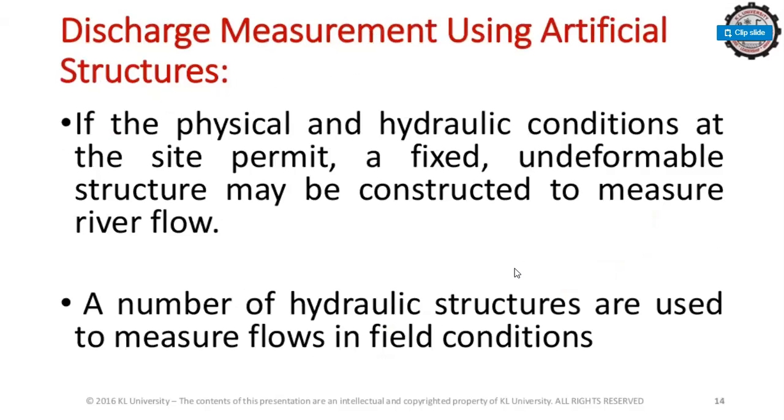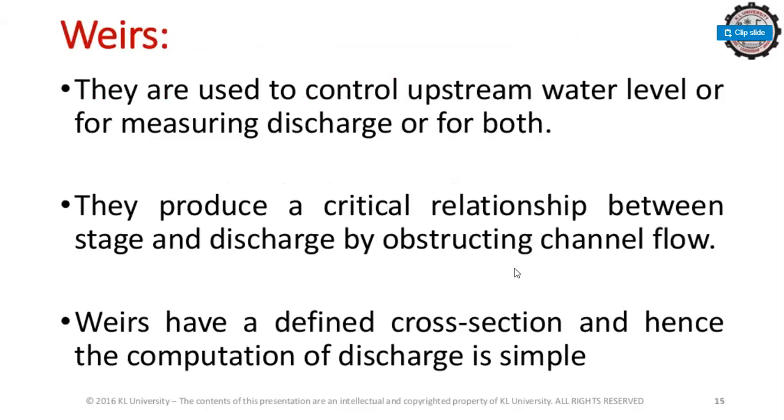Discharge measurement using artificial structures. If the physical and hydraulic conditions at the site permit, a fixed undeformable structure may be constructed to measure river flow. A number of hydraulic structures are used to measure flow in field conditions, whereas they are used to control upstream water level or for measuring discharge or for both. They produce a critical relationship between stage and discharge by obstructing channel flow.